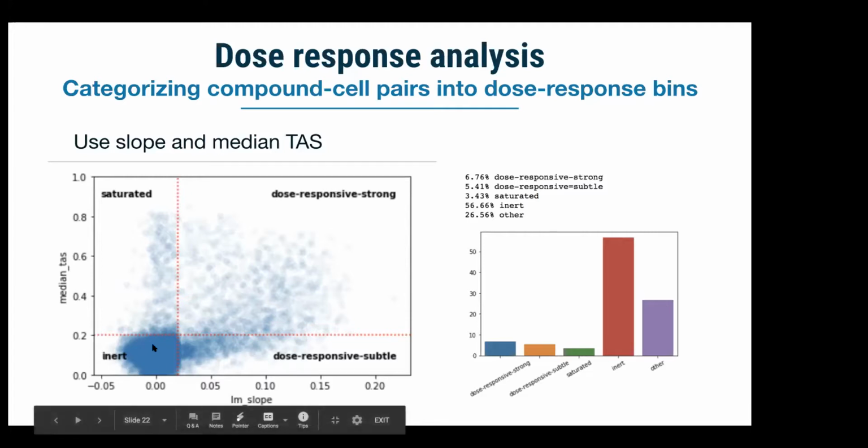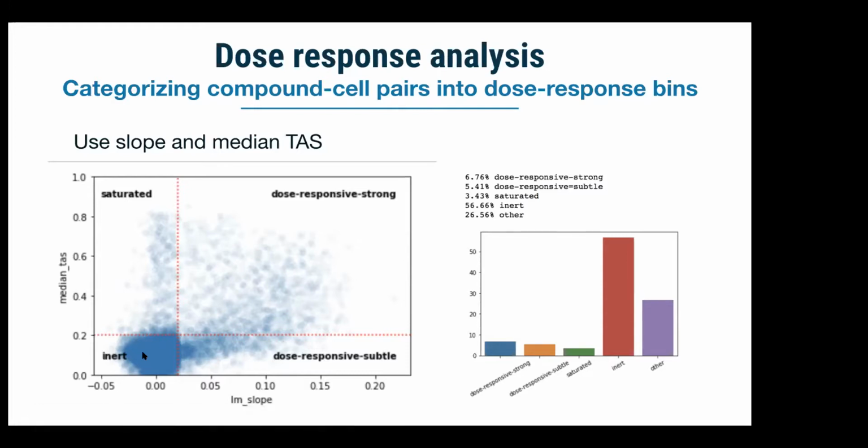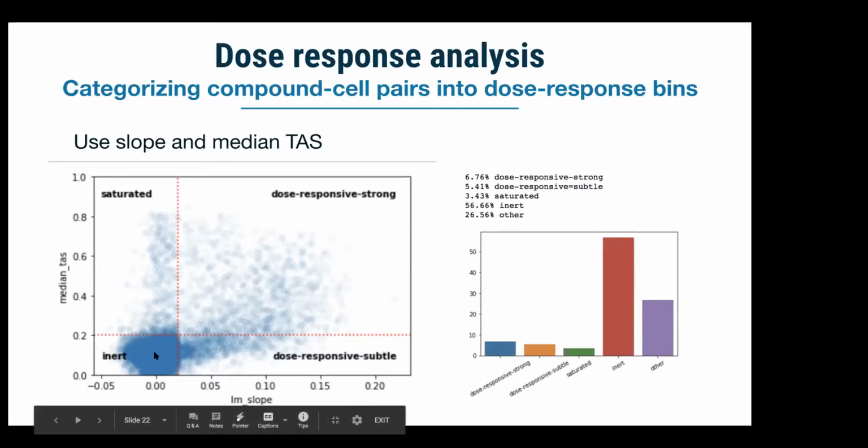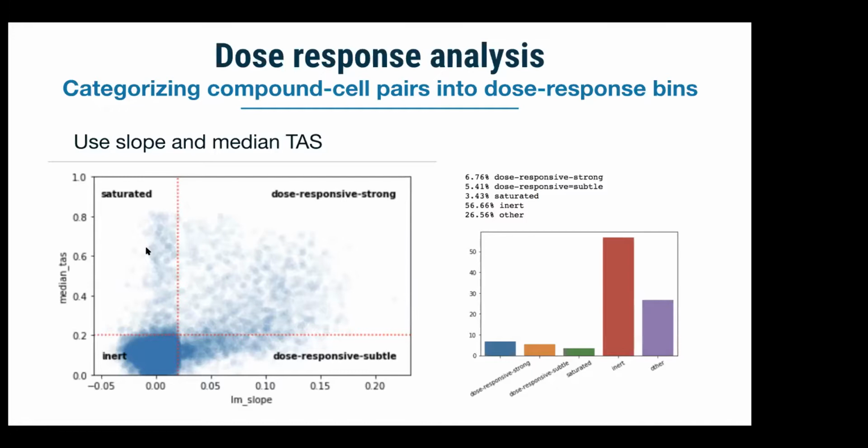Other cases, and this is where most of the compounds fall, are in the inert category, where there's pretty low TAS and not much of a dose response. Another pattern we see sometimes is a dose-saturated response, where the slope is relatively flat, but all the points are high. So even at the lowest dose, we're eliciting the strongest response for that compound. And this plot at the right shows the distribution of those dose-response categories across these 1,500 compounds.